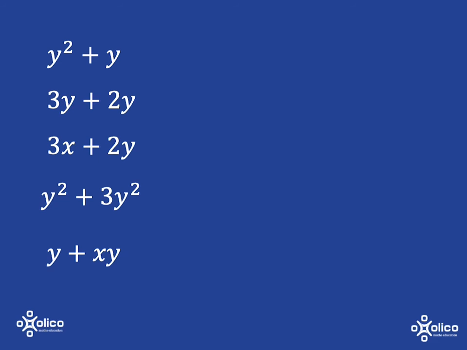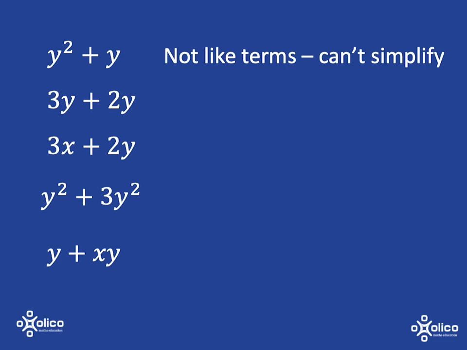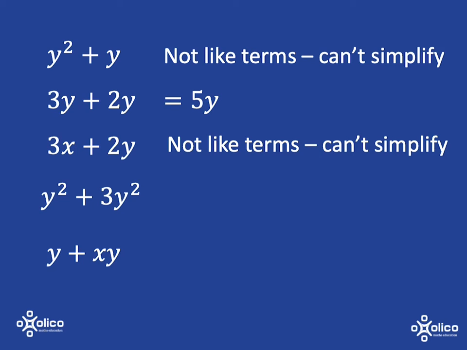In the first one, you've got a y squared and a y. These are not like terms because y squared is the square, whereas y is just the length, so you can't simplify. But 3y plus 2y, you can because you've got 3 yellow lengths plus 2 yellow lengths. In total, it's going to be a length that is 5 yellow lengths long. 3x plus 2y, that one they're not like terms. You can't simplify because it's like you've got the 3 reds and the 2 yellows.